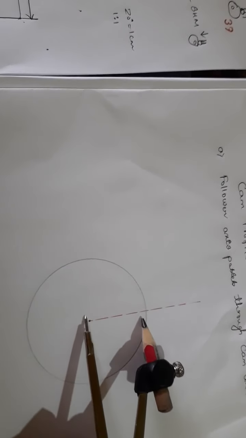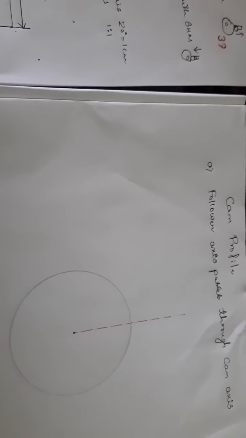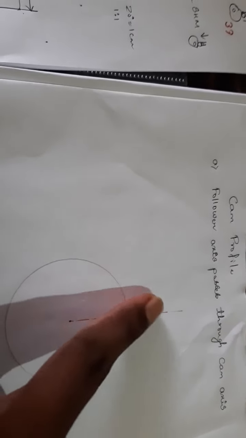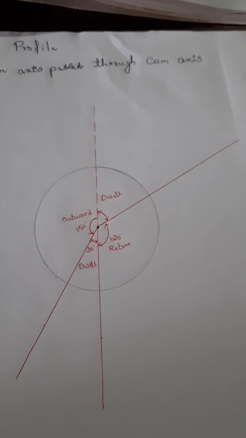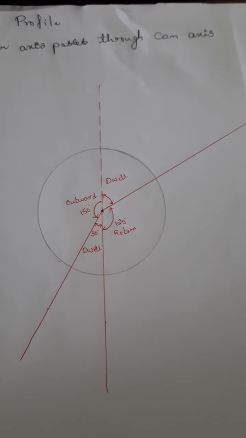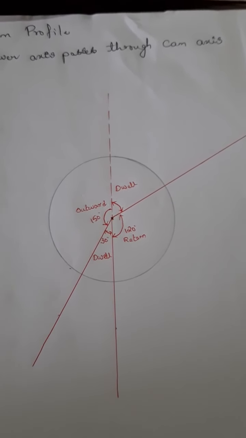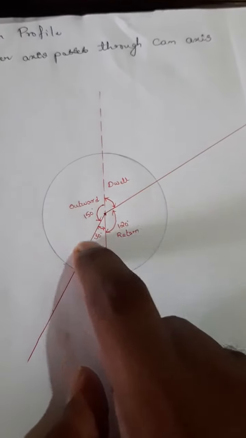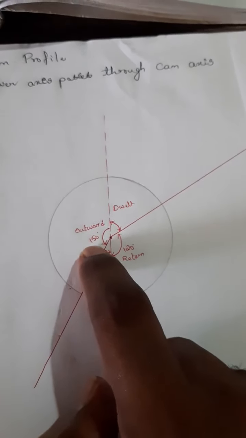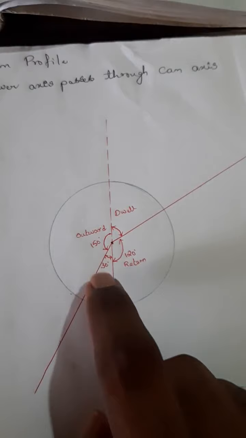The minimum radius of the cam is 3 centimeters. So draw a circle with the minimum radius as 3 centimeters and draw a vertical line upwards. Now, after drawing the minimum circle, divide the portion into the given degrees, that is outward 150, dwell 30, return 120 and the remaining dwell 12.